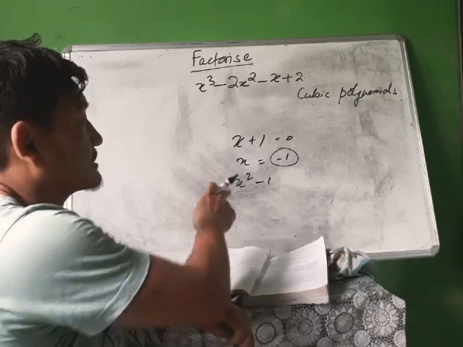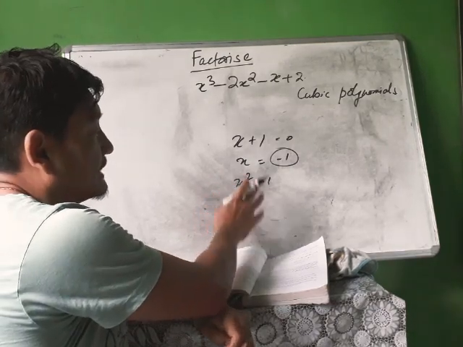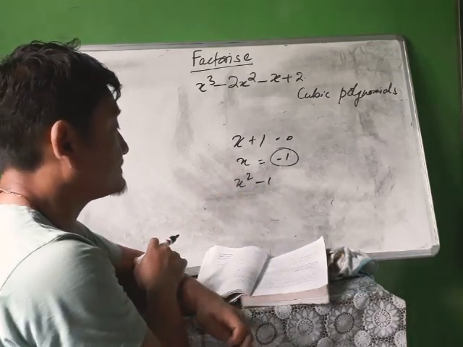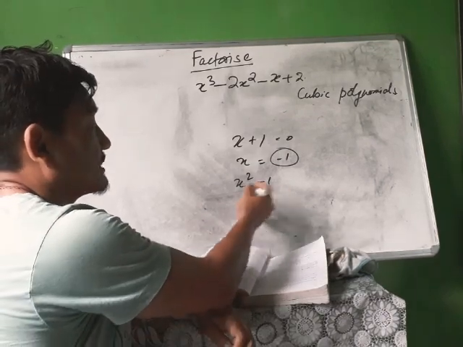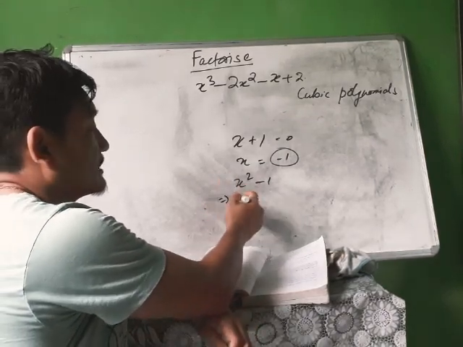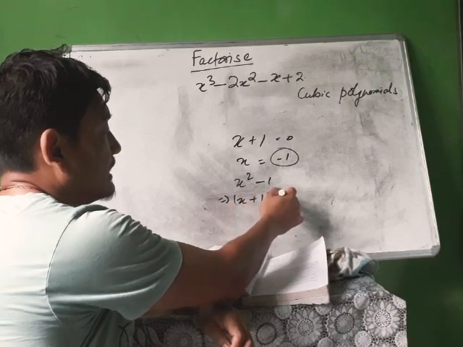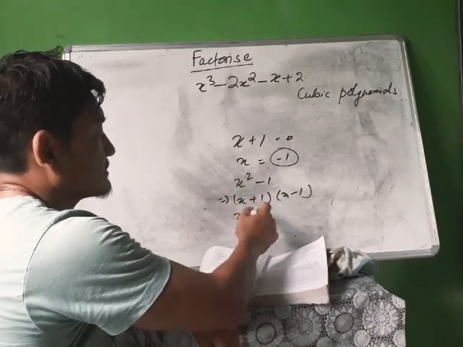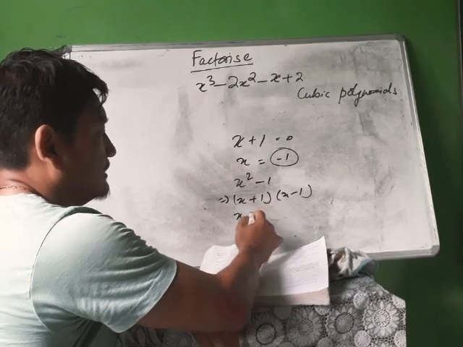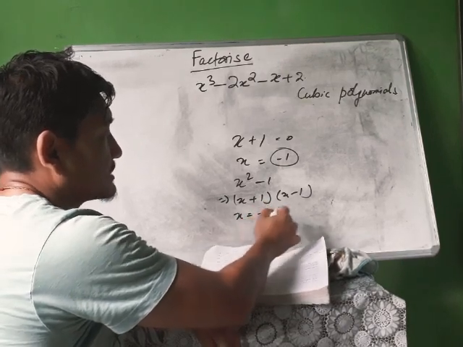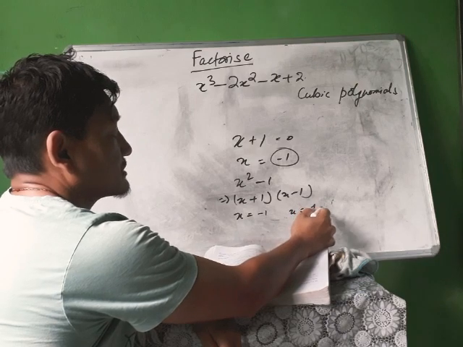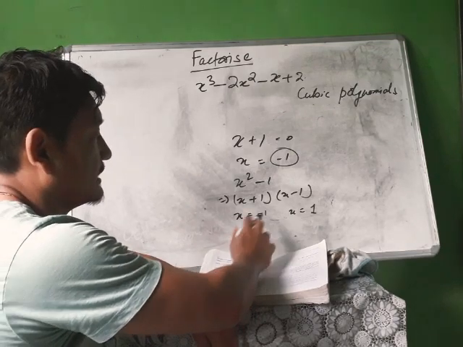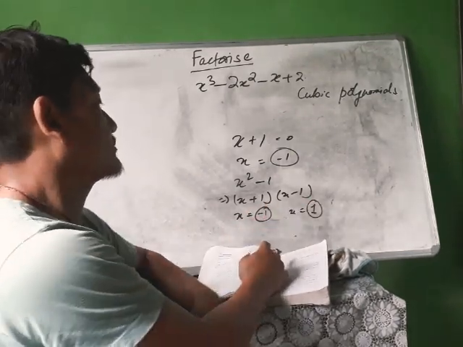If you go with another polynomial, suppose x square minus 1, this is a quadratic polynomial having degree 2. In this case you will get 2 factors. To get the factors of x square minus 1, you will get x plus 1 and x minus 1. These are the 2 factors of the given polynomial. To get the roots, you write x equals minus 1 and x equals plus 1. So minus 1 and plus 1 are the roots of the given quadratic polynomial.